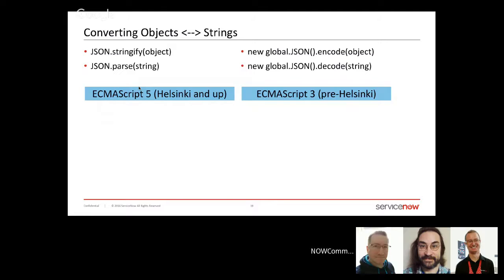Prior to that, we had some built-in things called the JSON script include for encode and decode. If you see those, you'll know what's going on. Now, if you're using them in a scoped app, you have to use global.JSON. It's starting to get a little long in the tooth, and I'd rather use the modern stuff myself. I know it's just going to work.